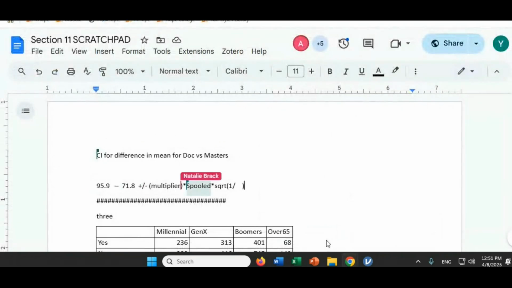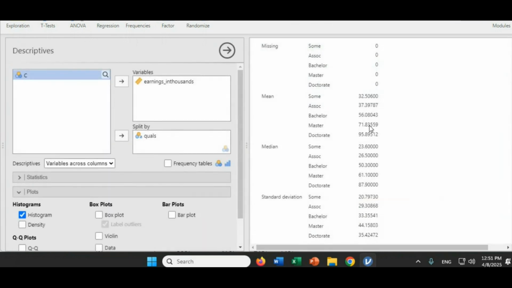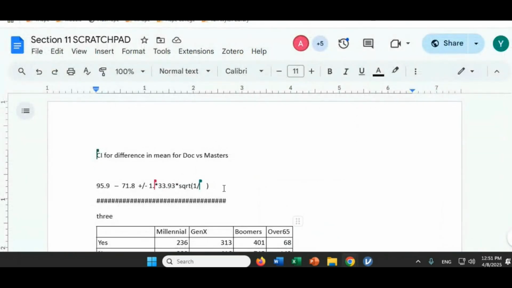You should be using 95.9. That's right, that's the doctorate mean. Do you see the master's mean was at 71.8 or something like that? So you see 95.9 and 71.8. Those are the means that you want to compare. Then I told you the S pool was 33 point... You told me actually, you copied it out. The S pool was 33.93.